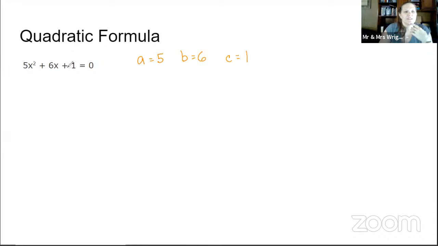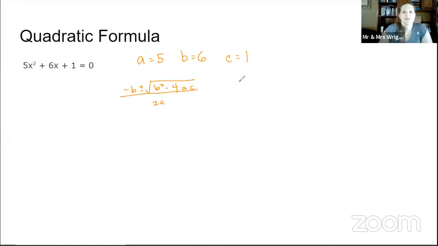5 is positive, 6 is positive, and 1 is positive. So I've got all three positives here. Remember, our quadratic equation was negative b plus or minus the square root of b squared minus 4ac all over 2a. Now, we just have to plug all of this in.